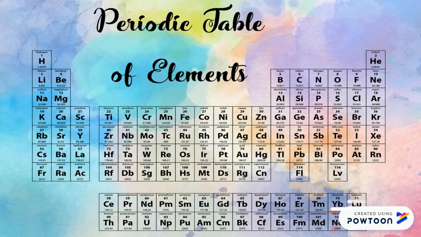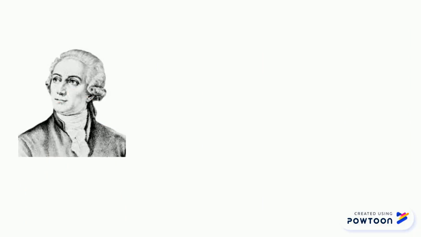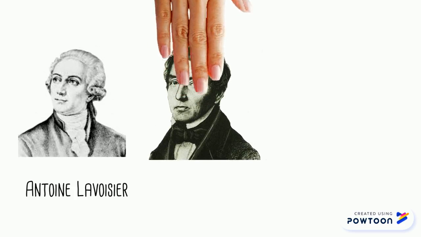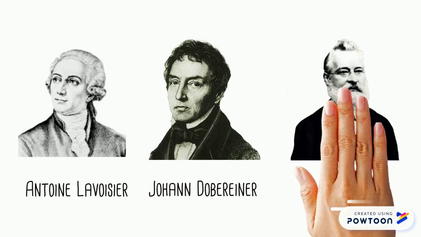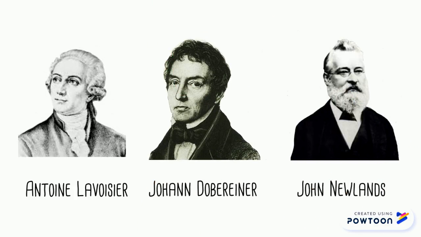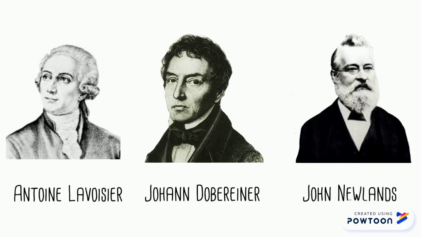Mendeleev built his periodic table on the ideas of many scientists. Antoine Laurent de Lavoisier was the first to define and classify elements. He classified them as metals and nonmetals. Johann Wolfgang Dobereiner grouped elements based on their properties. John Newlands classified elements by their atomic number and noticed recurring properties.